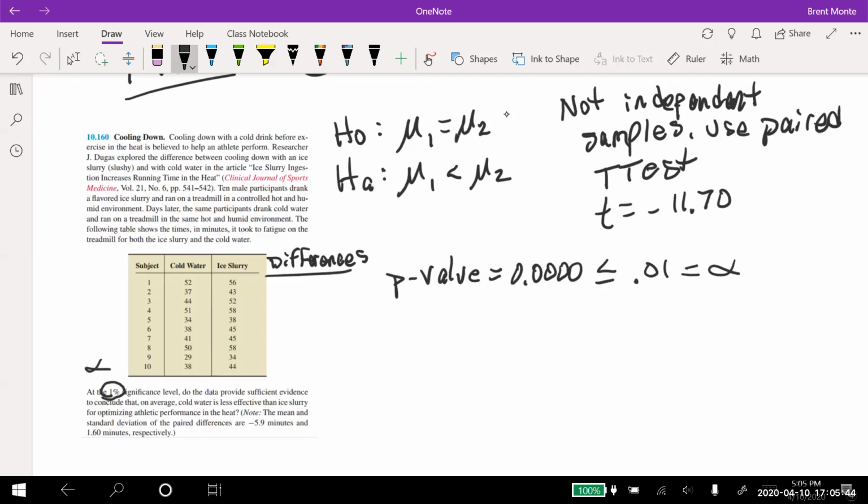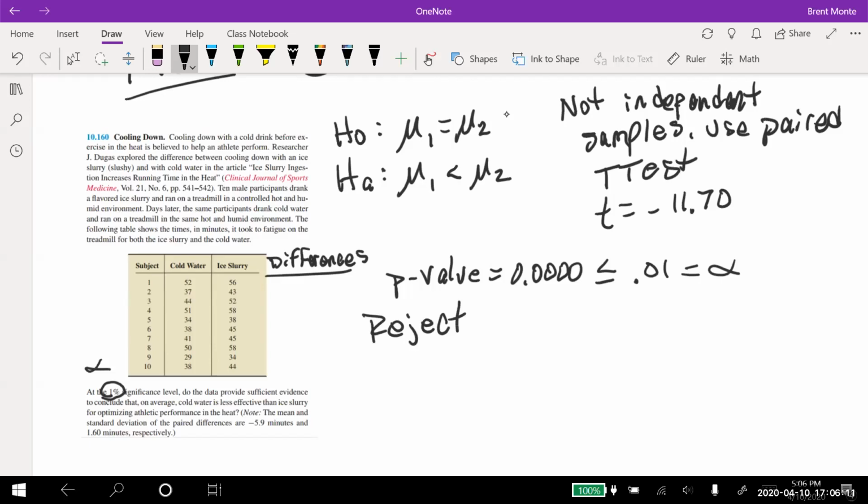So I was going to say I'm only going to reject the null hypothesis if the difference between these two groups, the cold water and the ice slurry, under the assumption that the means are equal, would happen less than 1% of the time. Up to 4 decimals, it happened 0% of the time. So we say, wow, that is really rare. So I'm going to reject the null hypothesis.